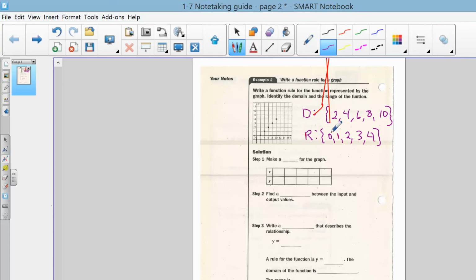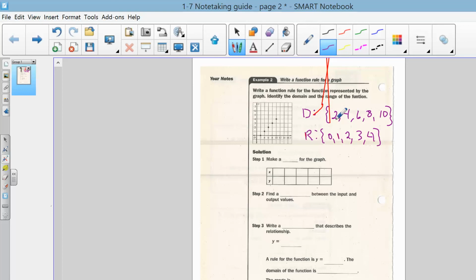Did we always subtract 2? What works for the first ordered pair, but doesn't work for the second one? Are we going to multiply and then add? We have to look for some kind of relationship between these. So maybe we're going to divide by 2 and subtract 1.